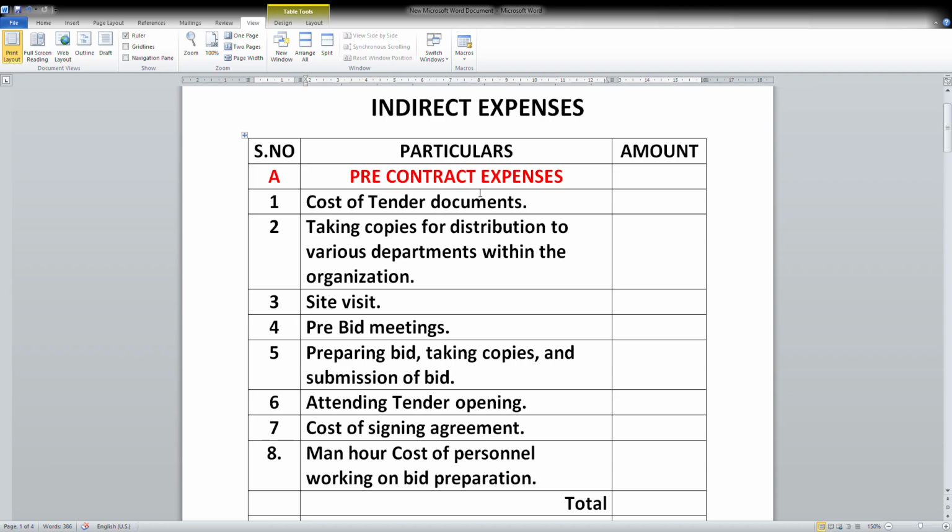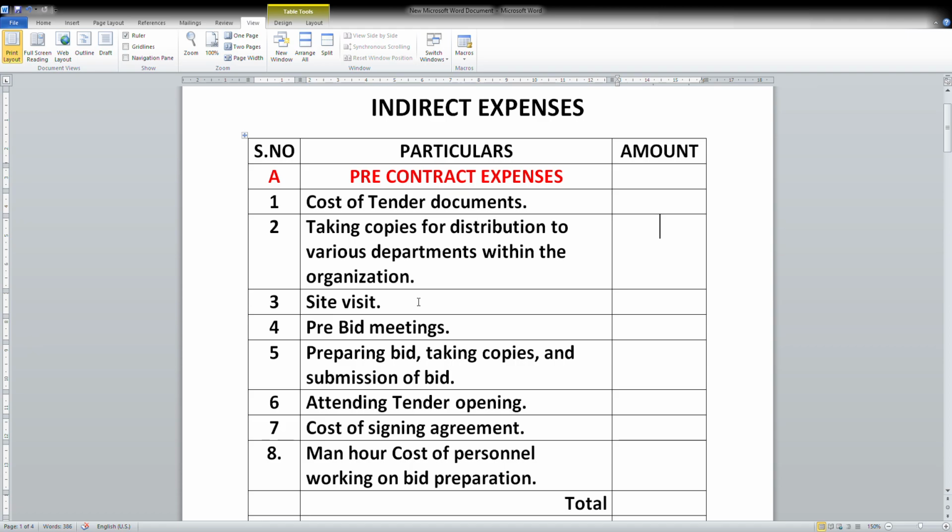Now, pre-contract expenses. In the pre-contract expenses, first is the cost of tender documents. In some cases the cost of tender documents will vary from 5,000 to 25,000. Whatever the cost of the document is, that cost can be taken up here. Any expenses above 1,000 rupees, you can figure out in this amount. Next is taking copies for distribution to various departments within the organization. Sometimes you have to take different copies and give them to different departments to get rates. So there is certain cost to it, and that can be taken into this head.